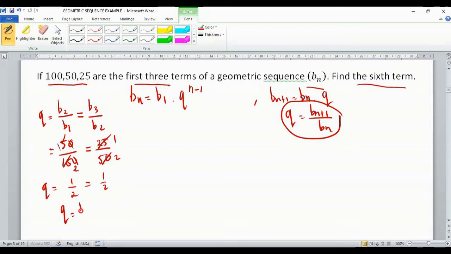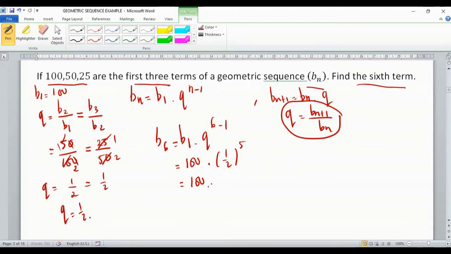So we got k is half, and then to find the sixth term, B6 equals the first term times k to the power 6 minus 1. Okay, 100 is the first term, so we just need to substitute all of them. B1 is 100 times k, which is half, to the power 5, everyone. So from here we get 100 times 1 to the power 5, which is 1, over 2 to the power 5.